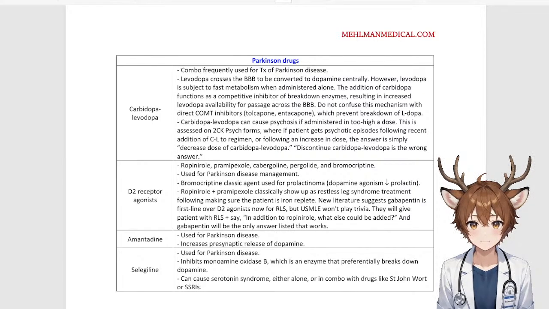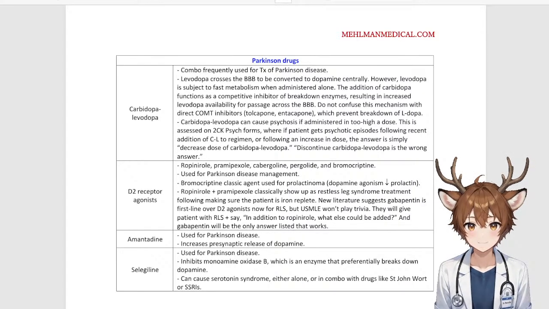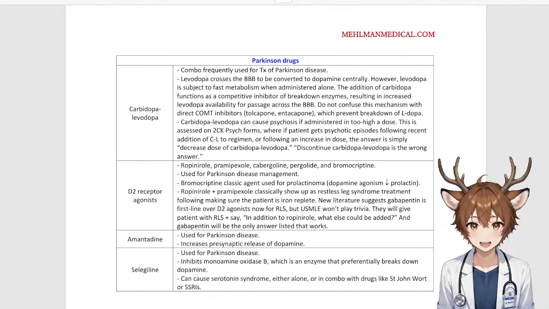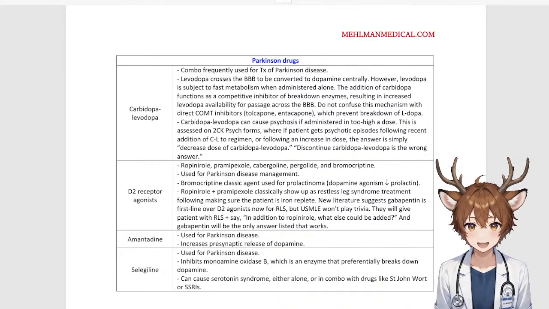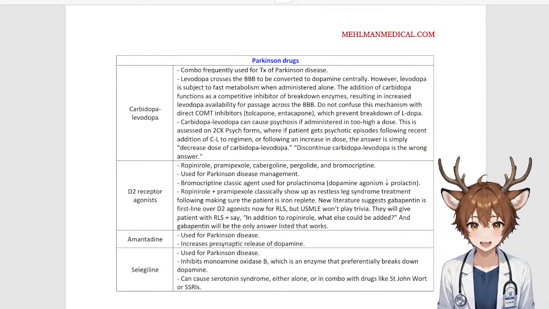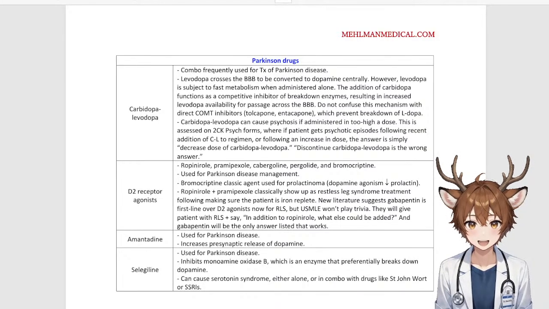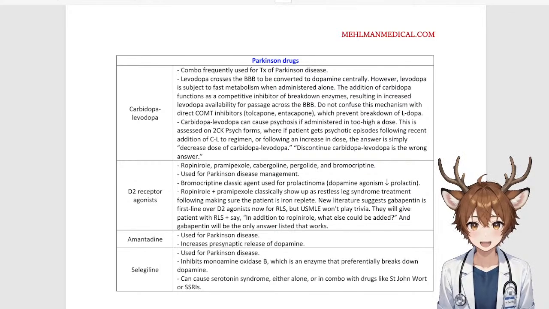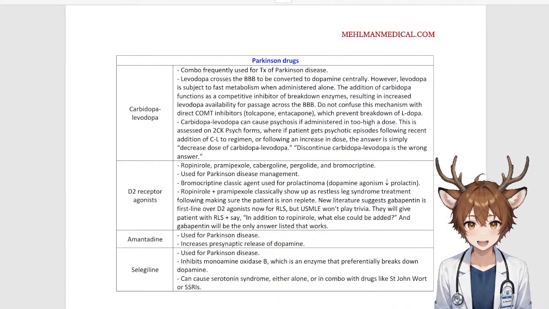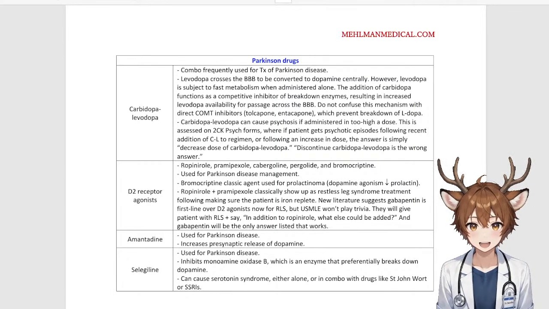Okay. This is assessed on 2CK psych forms, where there is a patient who gets a psychotic episode following a recent addition of CL, carbidopa levodopa, to the regimen, or following an increase in dose. The answer is simply decrease the dose of carbidopa levodopa. Discontinue carbidopa levodopa is the wrong answer. It's decrease, do not stop, okay? Even if you have a negative symptom, just decrease it.